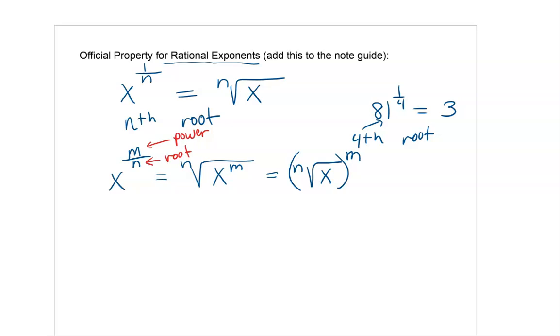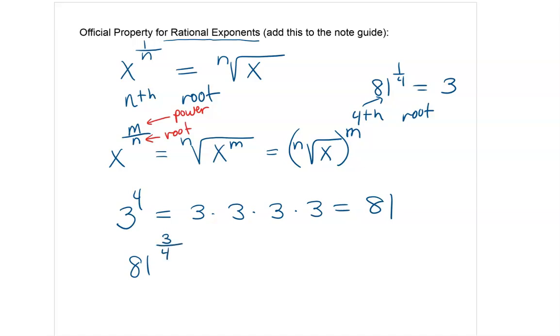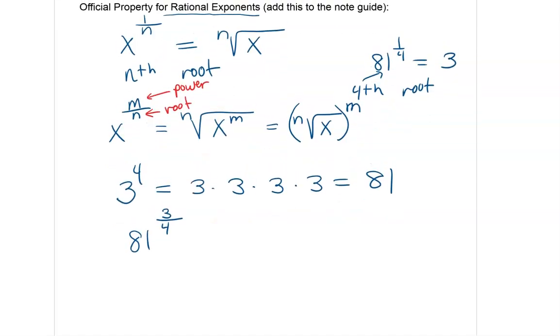So now I want us to go back to that 81 example again. We know that 3 raised to the 4th power is 81 because 3 times 3 times 3 times 3 is 81. So if I were to take 81 and raise that to the 3/4 power, I want you to think about what that's really saying. That's saying to take 3 of the 4 factors that make up 81.